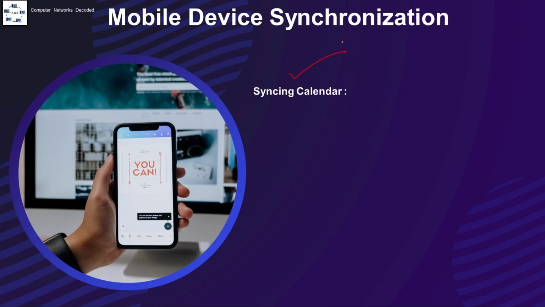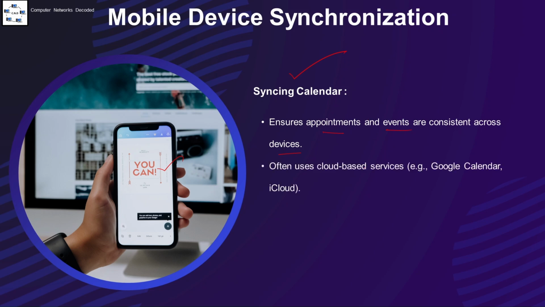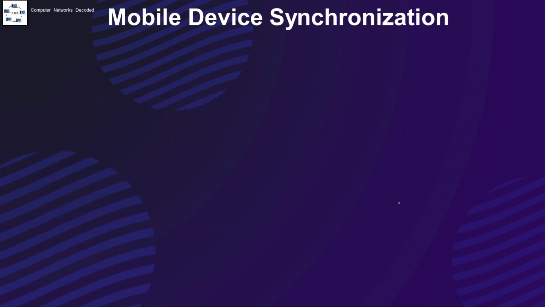So the synchronization features include syncing the calendar. So this ensures that appointments and events are consistent across all devices. So when you configure an appointment on one device, such as a mobile device, it will also be synchronized inside your laptop and PC. So it is often used in cloud-based services such as Google Calendar and iCloud, and it allows for shared calendars and meeting invitations inside an organization.